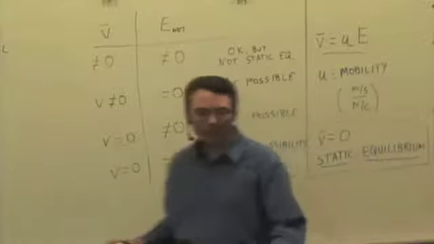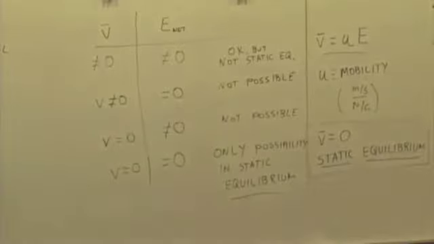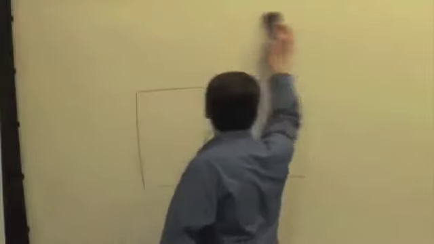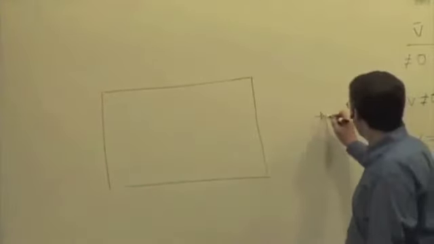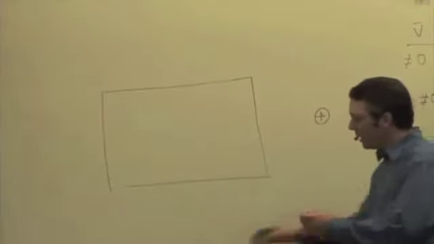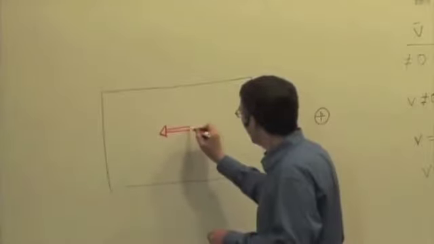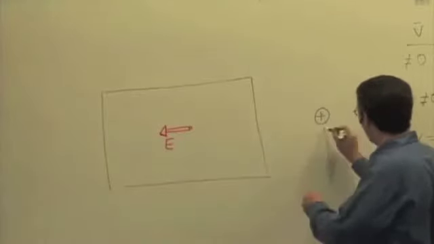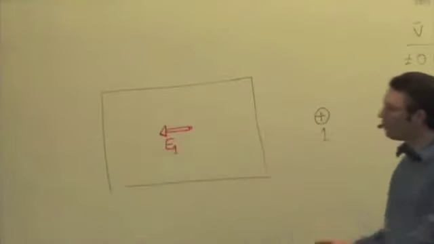You might say, wait a minute, how can that be possible? Because let's say we have this situation. Here's a neutral block of metal. I bring a positive charge near this neutral block of metal, and now this positive charge is applying an electric field. I'll call this charge 1, just to distinguish. And so this is E1 due to charge 1.